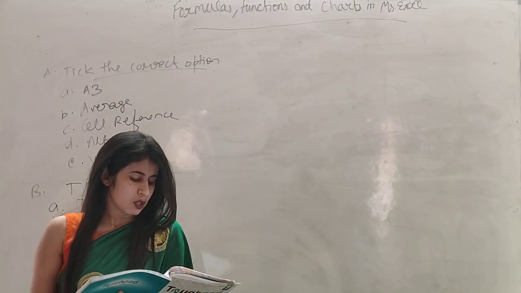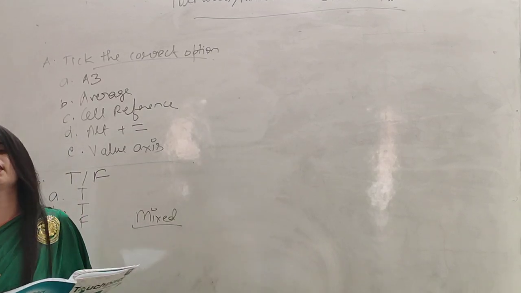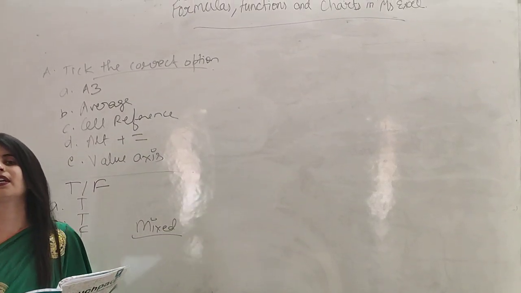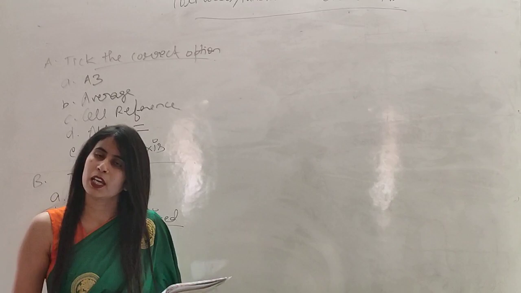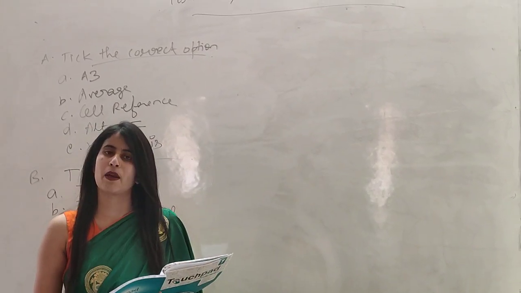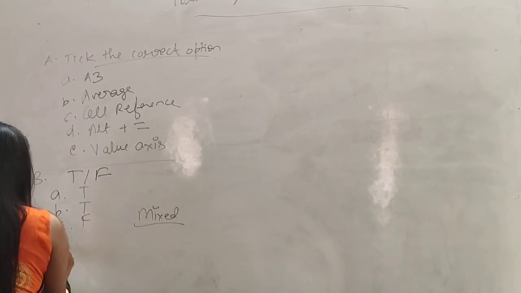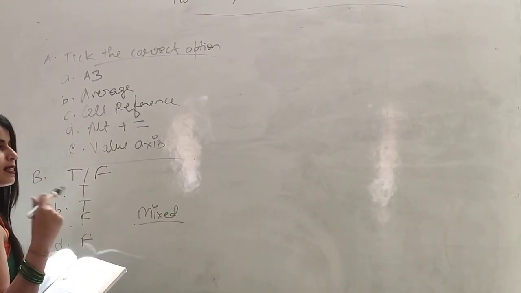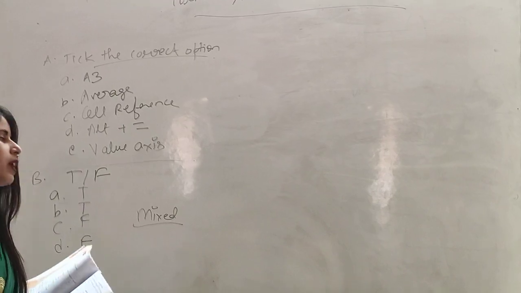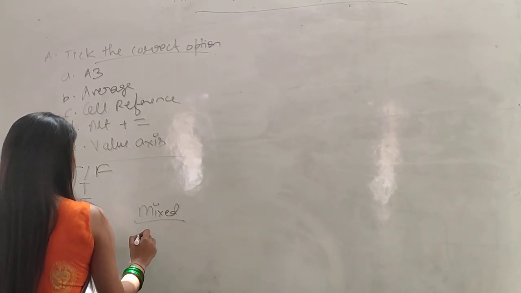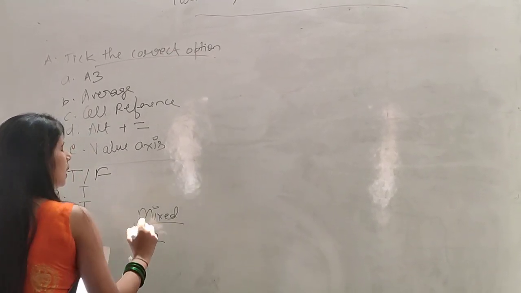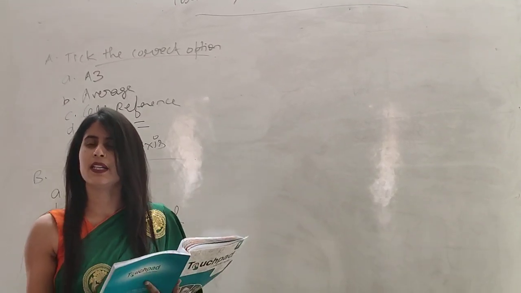Next one is, we can't create a bar chart in MS Excel. Bar chart is a type of chart, and we are able to create this kind of chart in MS Excel. So it is false. Even the D part is false, and what is the correct statement for it? So the correct one will be can. You will cut cannot, and you will write can.